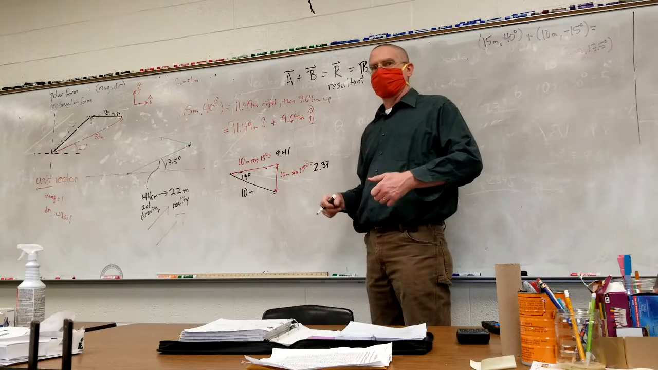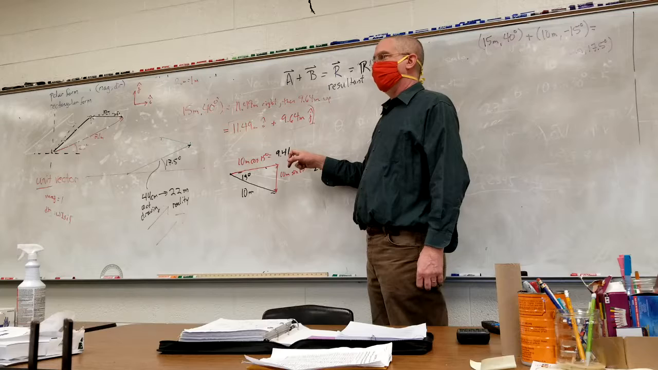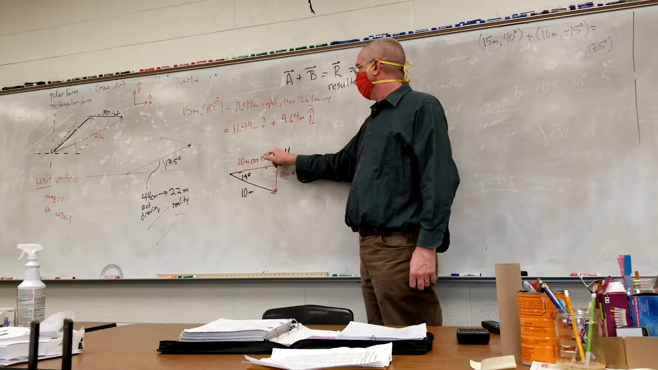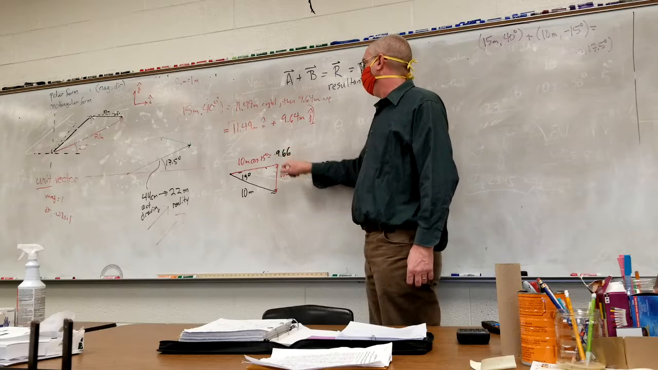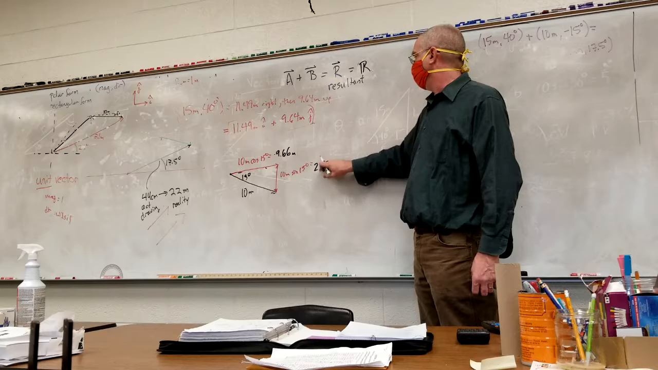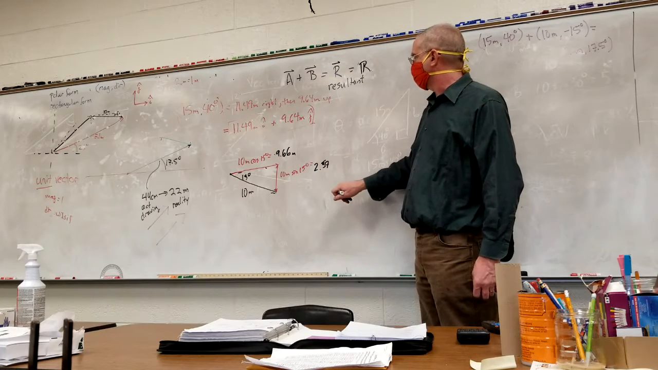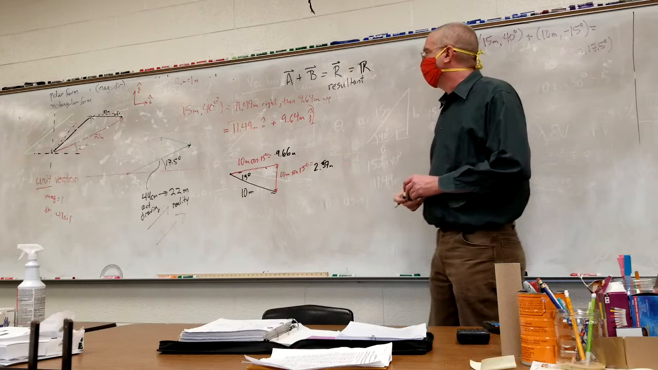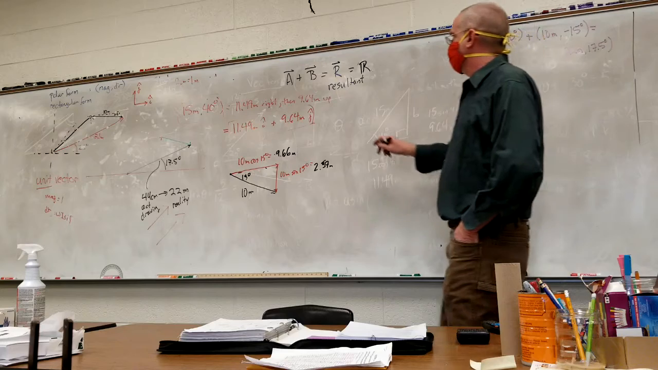So I just wrote numbers down. I don't know, what are the right answers? 10 cosine 15 is 9.66. And for sine, 2.59. So this is A right here.